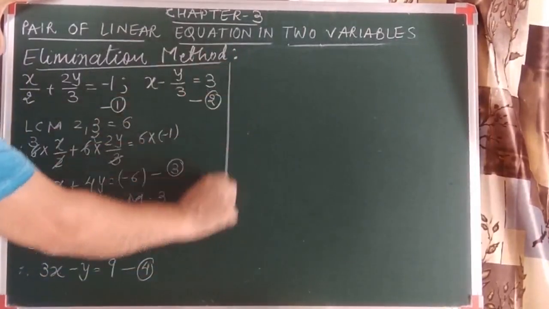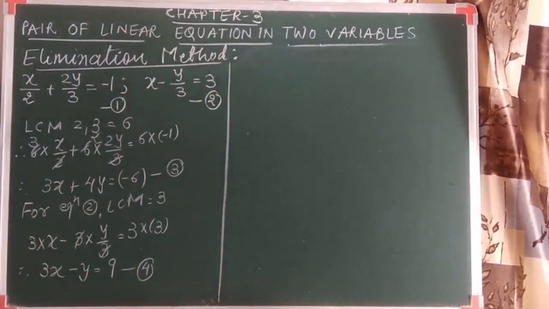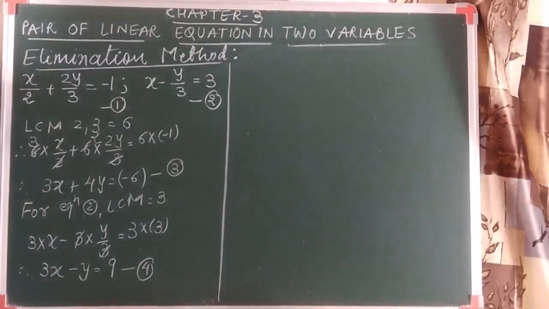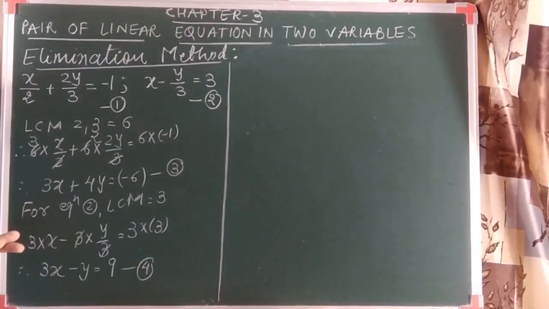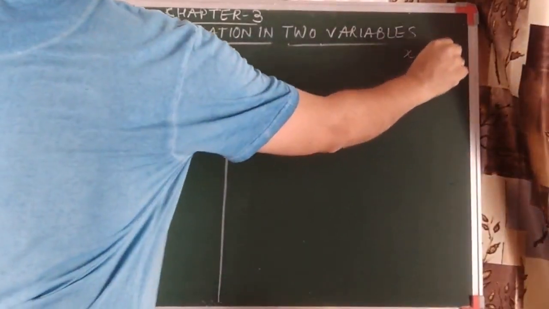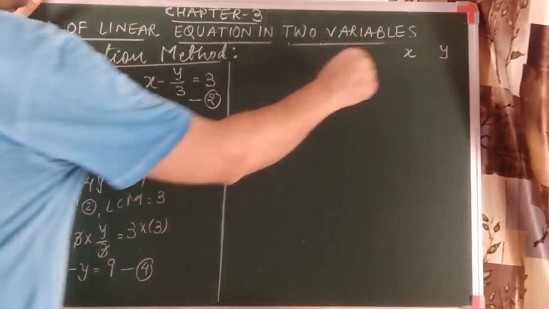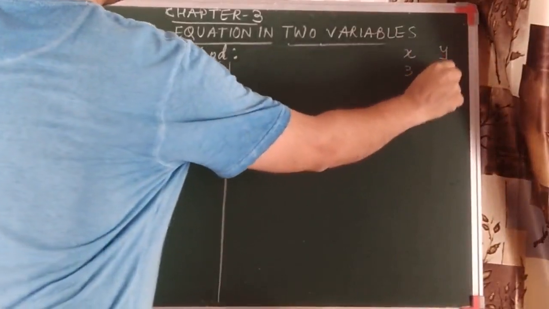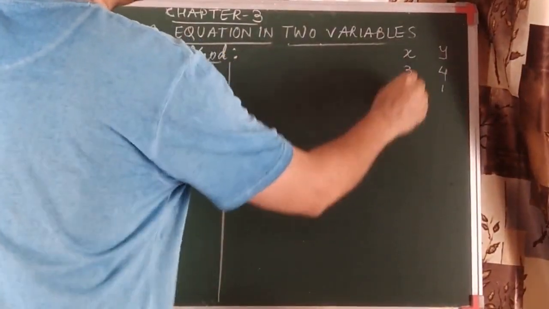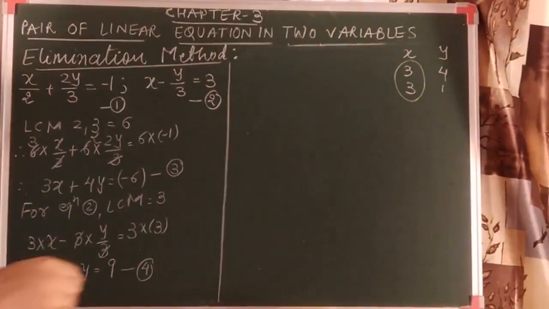Now you can see that these are the usual equations which we obtain. Now our method is elimination method. In the elimination method we discussed that we have to eliminate one of the variables x or y. Which variable can we cancel? The one that has the same coefficient. So let us write the coefficients of x and y of both the equations. For equation 3 the coefficient of x is 3 and y is 4. For equation 4 it is 3 and minus 1. You can see that the coefficient of x is equal.